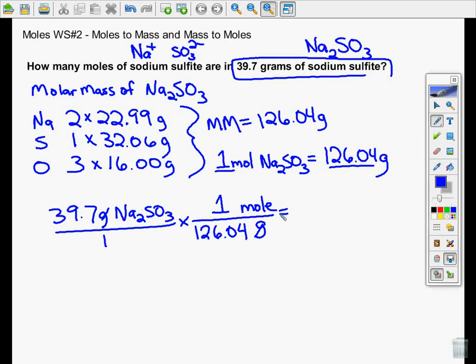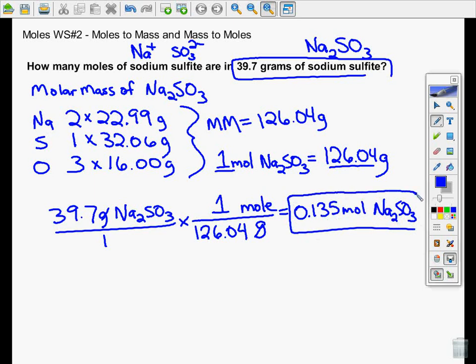So I go ahead, I take the 39.7 times 1, divide that by 126.04, and I get 0.135, 3 sig figs, moles of sodium sulfite. And of course, I just wrote it down wrong. It's 0.315 moles of sodium sulfite. And that's it.